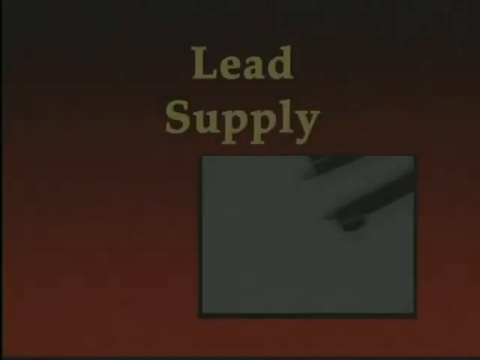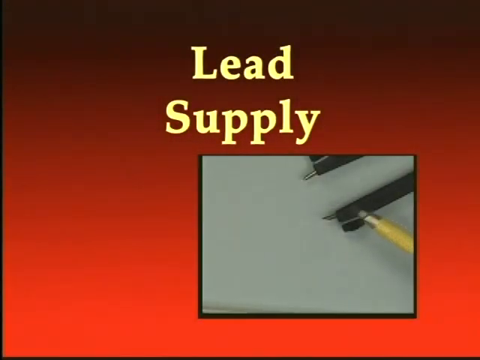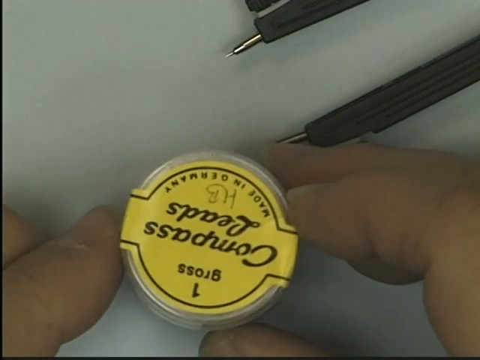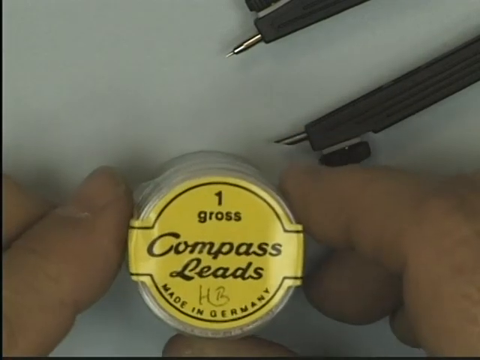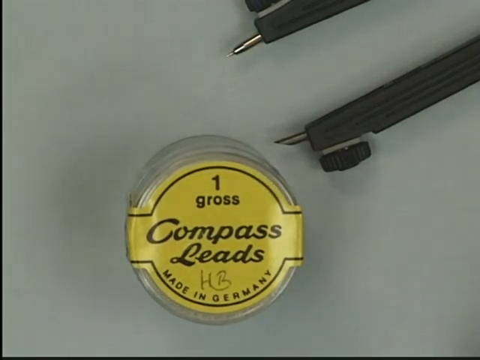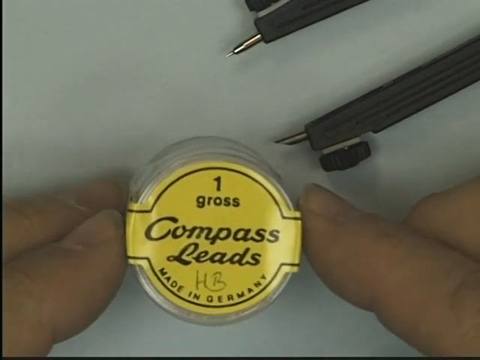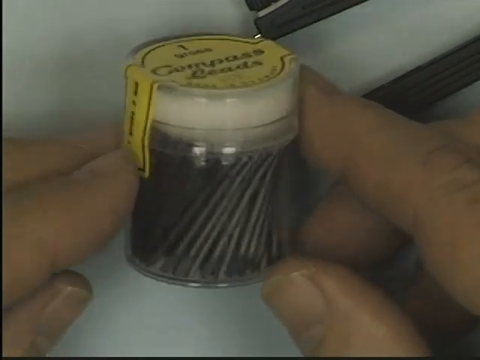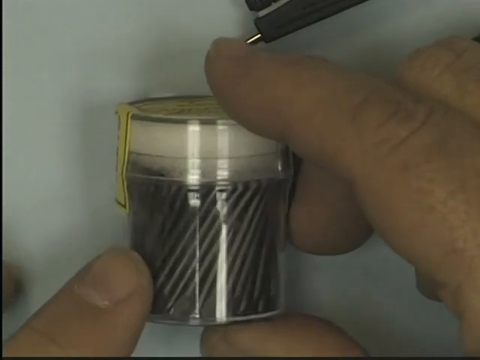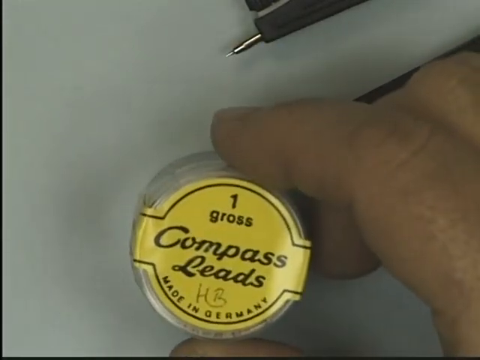There are a couple of possibilities for the source of this lead. One is we could get a package of lead, break a small length of it and sharpen that. But they also sell special compass leads. This happens to be a package of one gross. A quiz question for you: how many things are in a gross? A dozen, 12 times 12, 144 leads in a gross of compass leads. And if you were using a compass a lot, or if you were buying for a whole department, you might buy a gross of leads. In any case, you'll have to sharpen it.